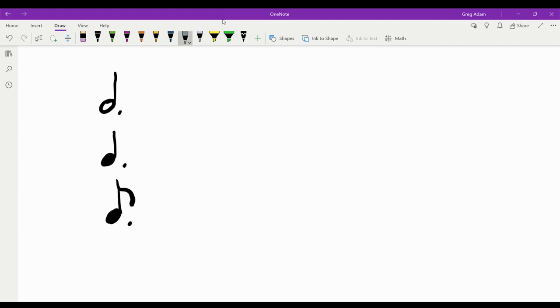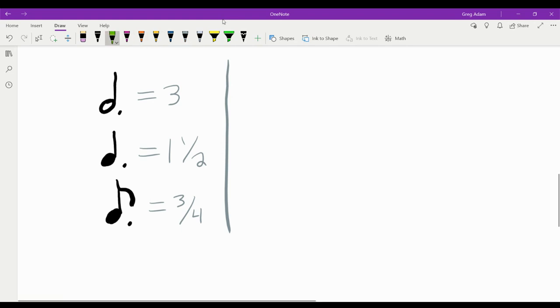So the first one, this dotted half note, usually the first one that students learn. Dotted half note is 3 beats. A dotted quarter note is 1.5 beats. A dotted eighth note is 3/4 of a beat. So it's not just adding 1 beat onto each note. So let's take a closer look at this.